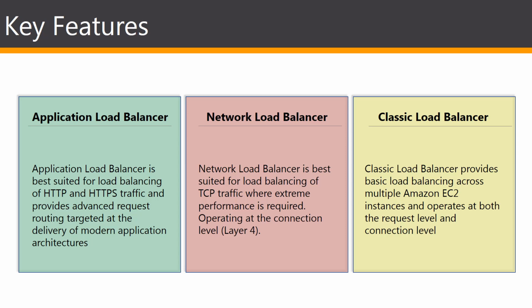The next one is the Network Load Balancer, which is best suited for load balancing of TCP traffic where extreme performance is required. This one operates at layer 4, and it routes traffic to targets within an Amazon virtual private cloud and is capable of handling millions of requests per second while maintaining ultra-low latencies. It's also optimized to handle sudden and volatile traffic patterns.